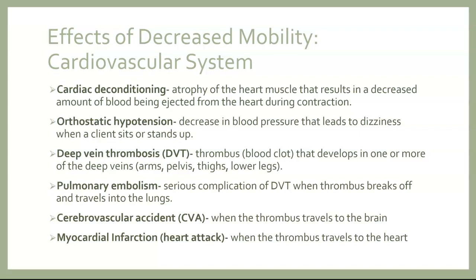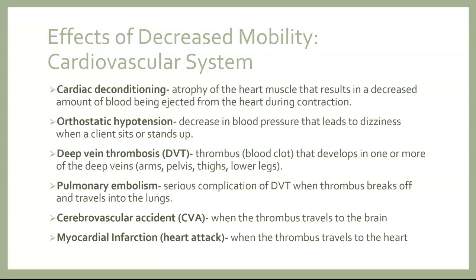Also, deep vein thrombosis. A thrombus is a clot. It develops in one or more of the deep veins: arms, pelvis, thighs, lower legs. You'll see in the hospital that a patient usually has some kind of VTE or DVT prophylaxis. It is either with TED hose, SCDs, or pharmacologic.